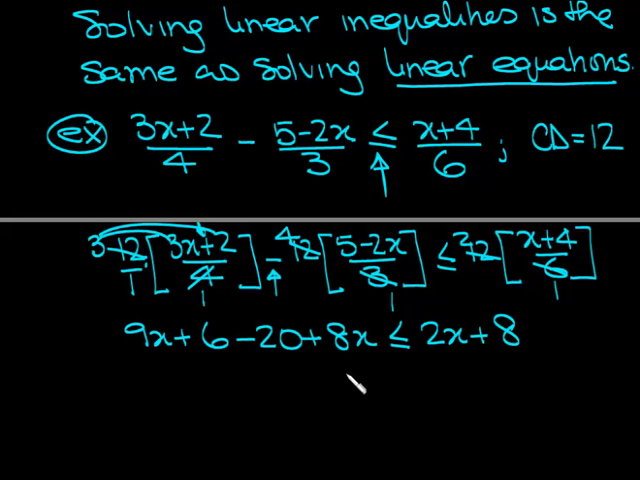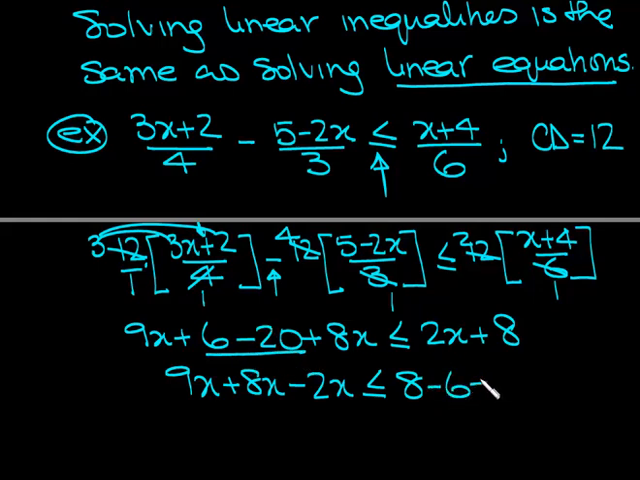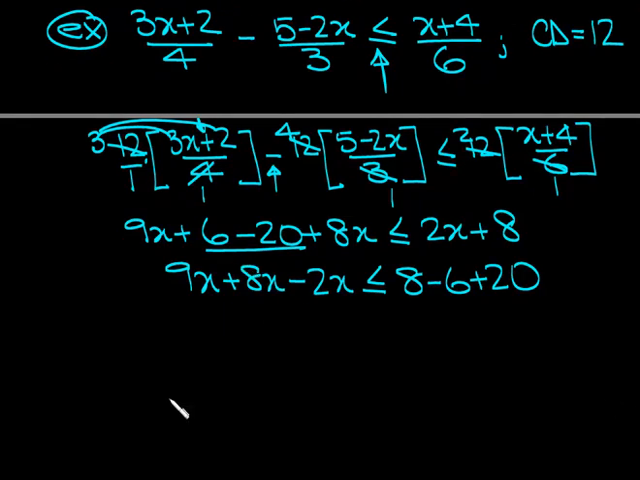We would have isolated all the x terms on one side. So let's do that. So we have 9x plus 8x. I'm going to move the 2x to the left, so you get negative 2x is less than or equal to, there's an 8 on the right, and then I'll move these two numbers to the right, so we get negative 6 plus 20.